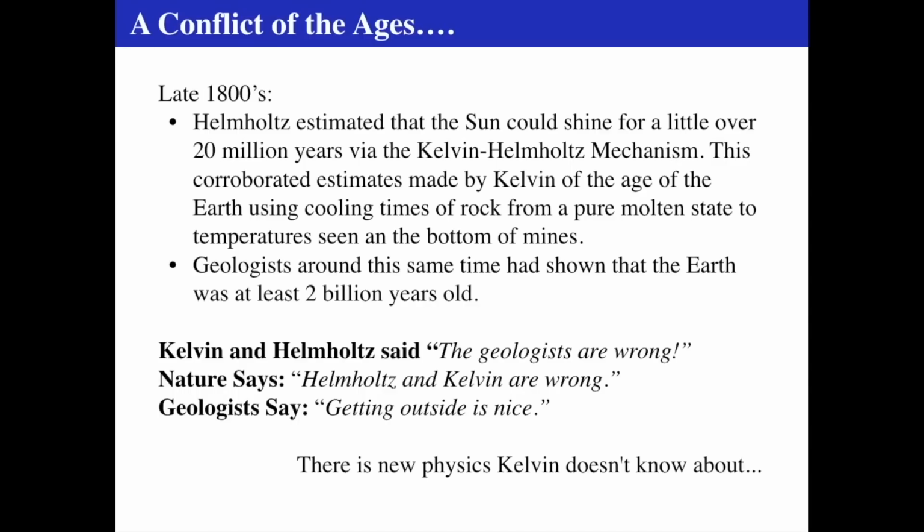So the Earth's only a few tens of million years old. But geologists were saying, no, it's a lot older than that. It's about 2 or so billion years old. Kelvin and Helmholtz, from their high seat in academia wearing wonderful clothing, said, geologists are wrong. Nature says you guys are wrong. And geologists said, get out of that place and go walk in the Alps and look at the rocks. The problem is that not all of the physical processes that nature did were known to Kelvin and Helmholtz at the time. They needed to be discovered.